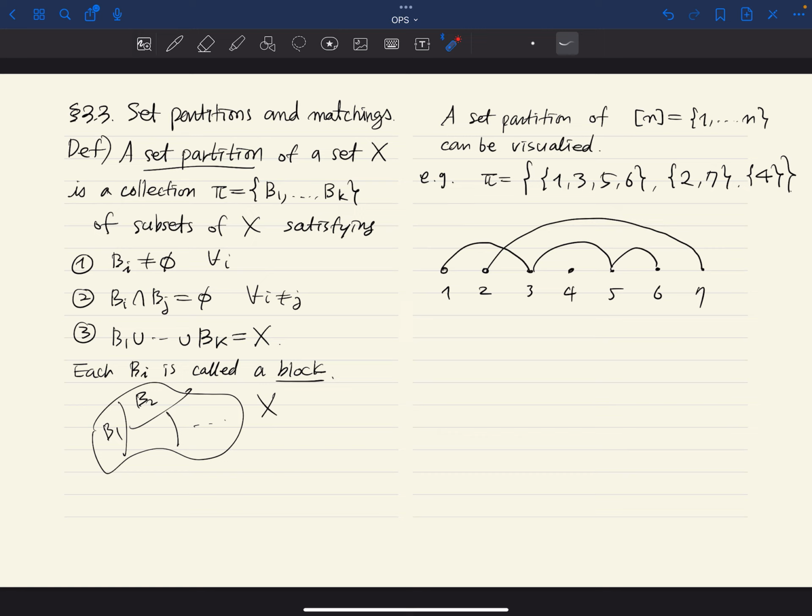And I'm gonna write the definition. Let me write Pi n. Capital Pi n is the set of all set partitions of n. Okay.